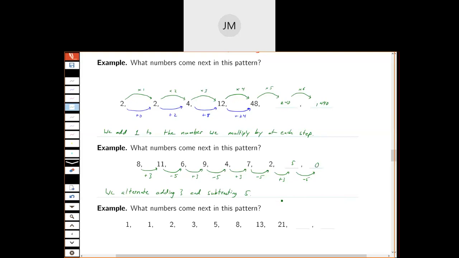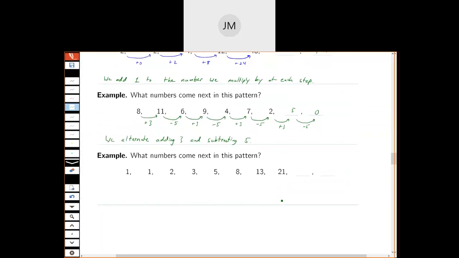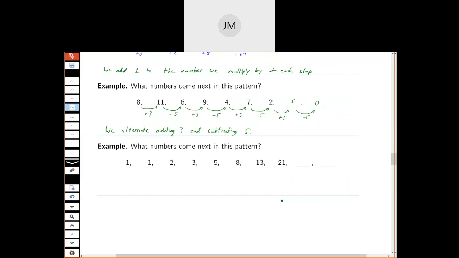This last one is really tricky, but I think it's fun. And when you write it out, it looks kind of neat. So go ahead and write out how much you have to add each time, the differences. Don't worry about the multiples. Look at how much you have to add each time and look for a pattern there.